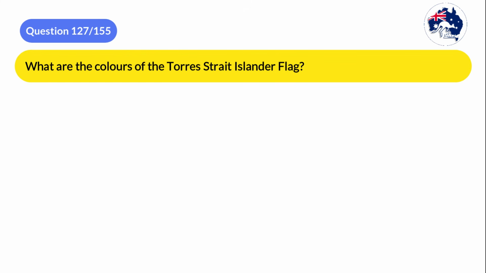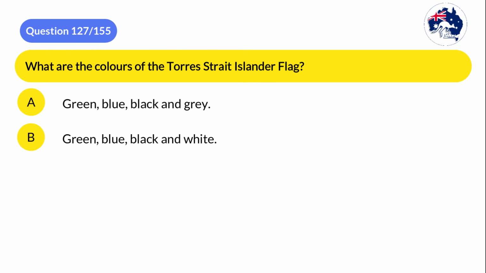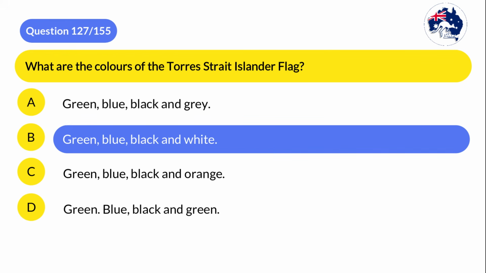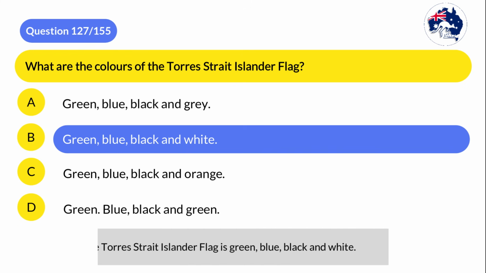Question 127. What are the colors of the Torres Strait Islander flag? A. Green, blue, black and gray. B. Green, blue, black and white. C. Green, blue, black and orange. D. Green, blue, black and green. The correct answer is B. Green, blue, black and white. Explanation: the Torres Strait Islander flag is green, blue, black, and white.